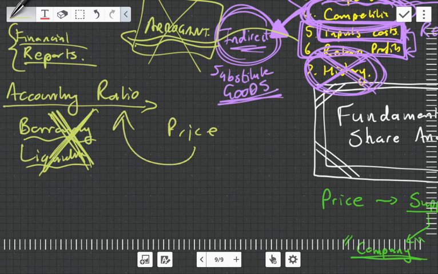They've been out for a long time. Everybody understands them. When I say everybody, I mean everyone trading stocks and doing it professionally has a good understanding of this type of thing. So it is very difficult to make money on the stocks by looking at the accounting ratios.